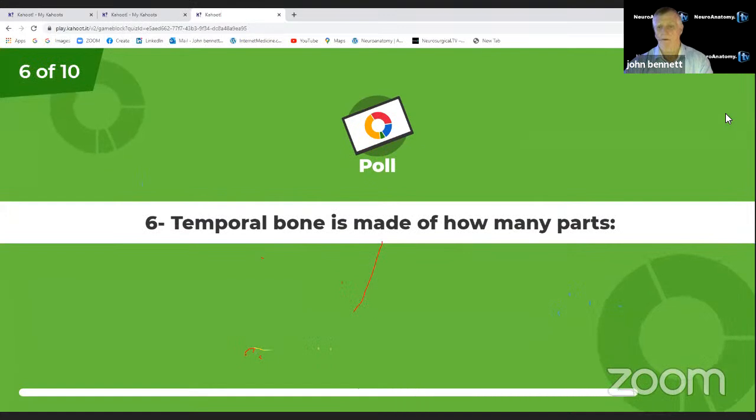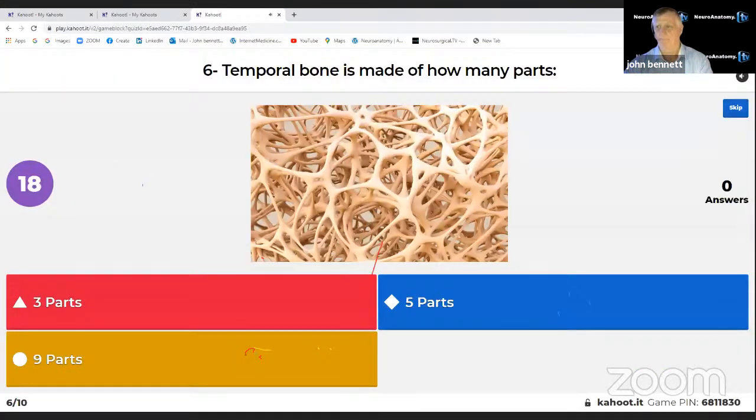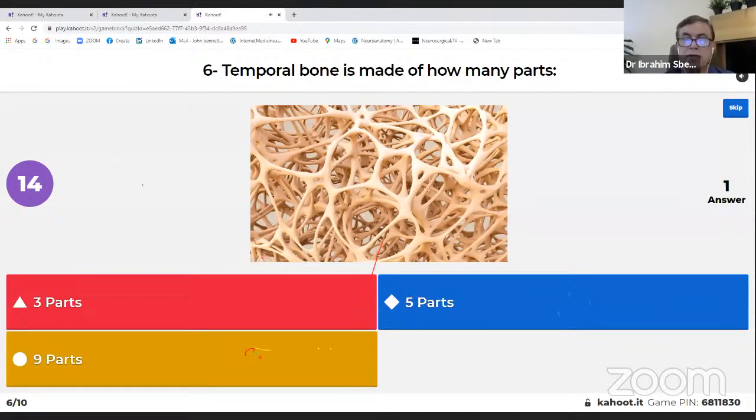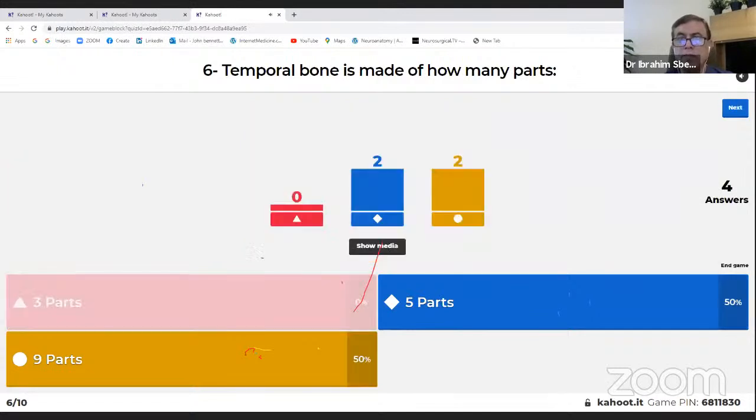Temporal bone is made of how many parts? So the temporal bone is the most complex bone in our body. Really, to master it is to master the skull base. It is a must reading. It is a must go into depth of this bone because it will really solve lots of real problems. So how many parts is the temporal bone made of?